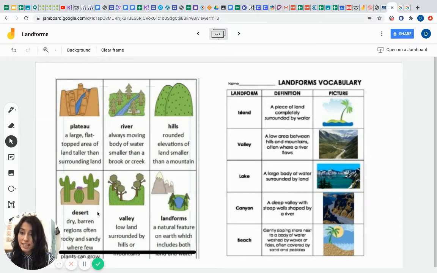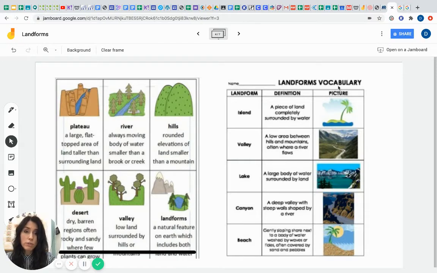We've all seen and experienced what a desert is, but just know it's dry, barren regions, often rocky and sandy, where few plants grow. Also, in regards to valleys, again, a definition would be low land surrounded by hills or mountains, which I discussed just shortly. And then landforms would be a natural feature on Earth, which includes both the land and the water. Couldn't read that very well.